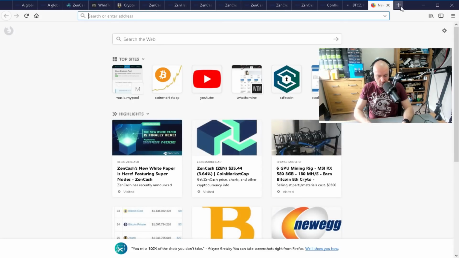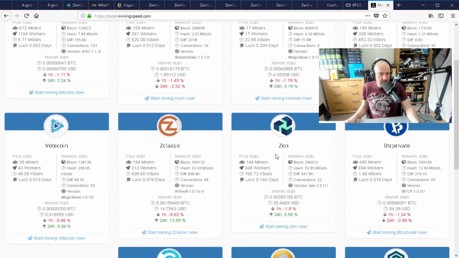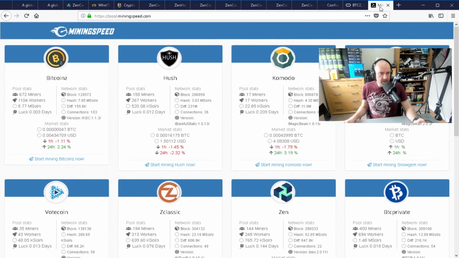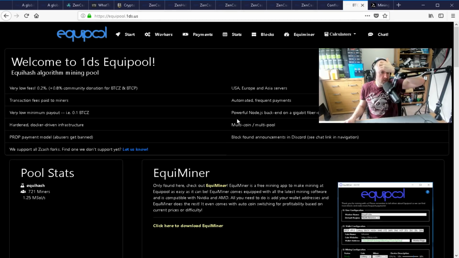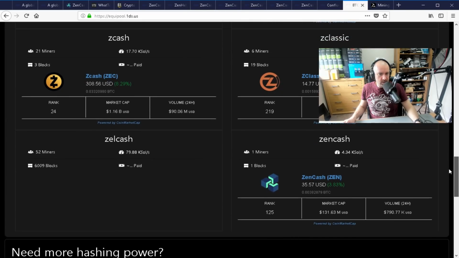Which will load up just now, or Mining Speed. I've talked about these two mining pools in the past. So you can see Zen there, 144 miners, and then you've got other stats there. I normally mine from pool.miningspeed.com, or from Equipool, and you can see Equipool's got its own miner, so that's pretty cool as well. Where's ZenCash? There, oh, one miner, right. So I do actually have a pool set up for that, but clearly I'm mining from Mining Speed now. So probably not worth mining on Equipool. I have set it up, but it was a lot more than that in the past, so I imagine some people have moved to Mining Speed or other pools.